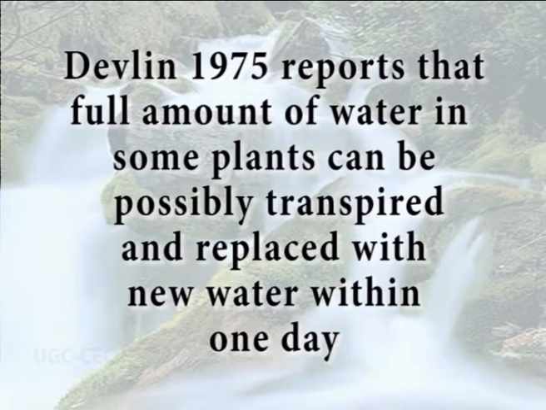Although a live plant may contain 70 to 90% or more moisture content, this water is not the same water from day to day. Water within the plant is continuously removed and replaced. In fact, the full amount of water in some plants can possibly be transpired and replaced with new water within one day.